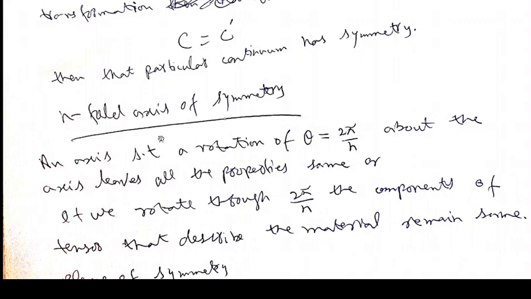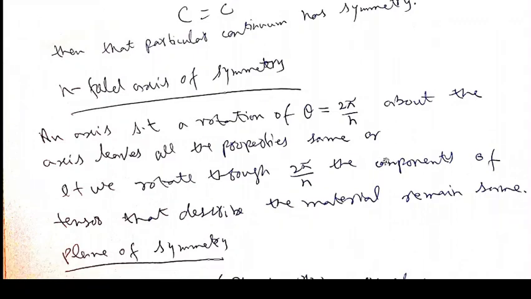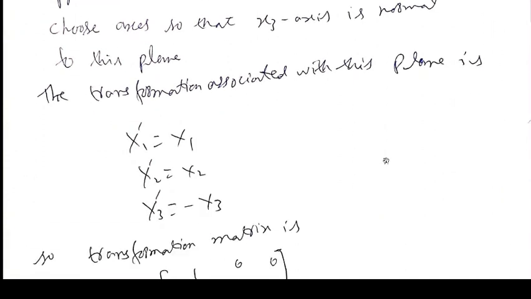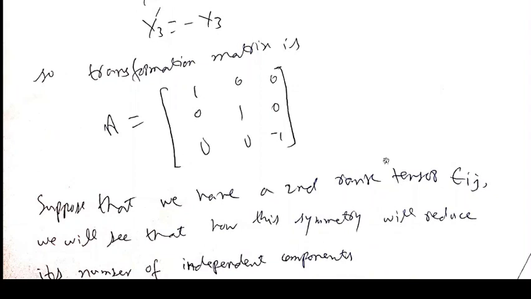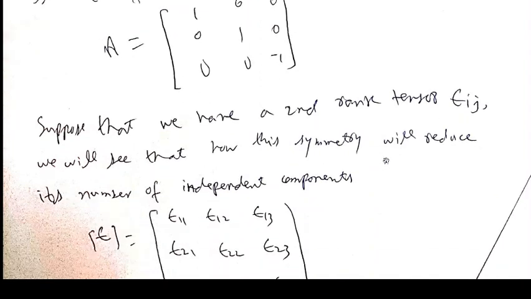Similarly, when we use this n-fold axis of symmetry, we will say that if this material has a two-fold axis of symmetry or a three-fold axis of symmetry, then the components of the tensor which is representing this material will not change. And we will see what our main purpose is. Our main purpose is to see how many independent components can be reduced with the help of symmetry.